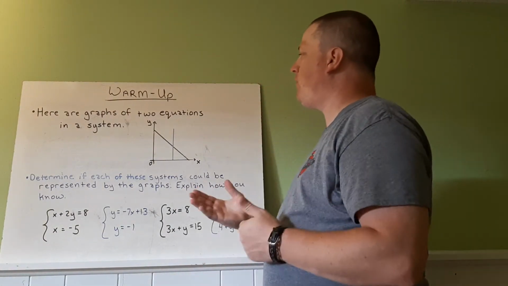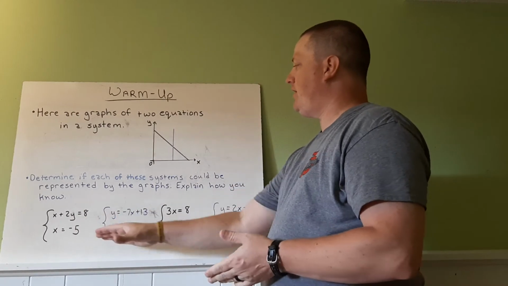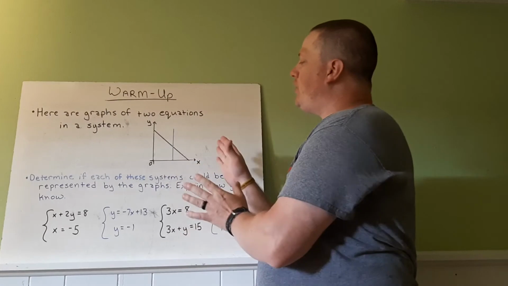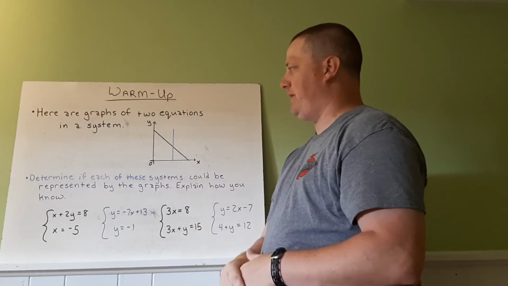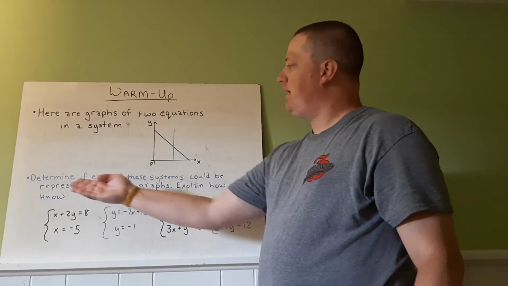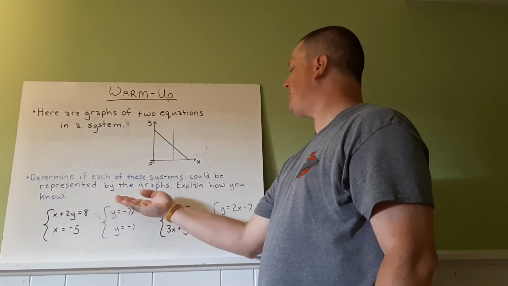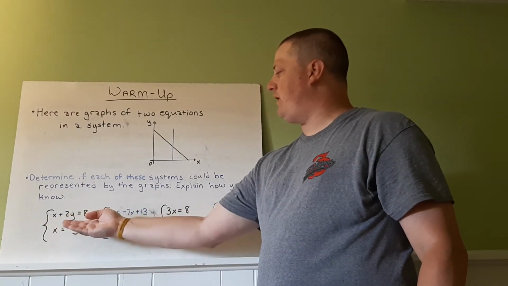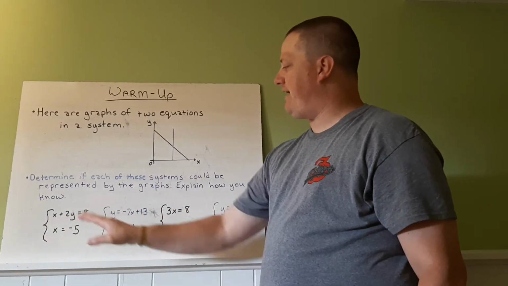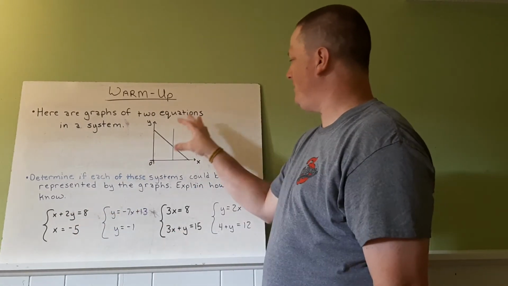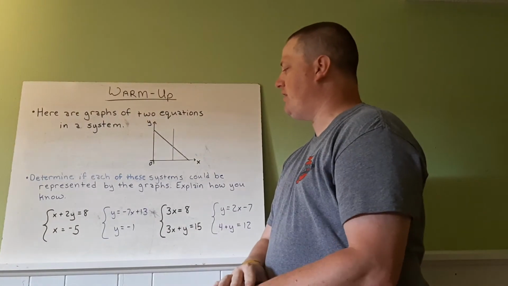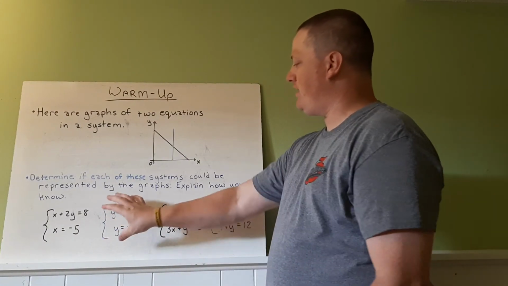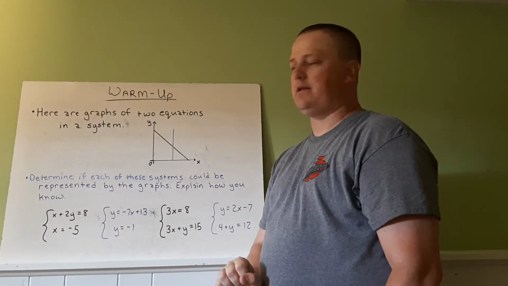All right, so for your warm-up, we're going to look at a graph of systems, and you need to pick out which system you think could be shown here and explain why. So determine if each of the systems could be represented by the graph and explain how you know. Our first system is x plus 2y equals 8 and x equals -5. Could this be represented up there? Explain how you know. Y equals -7x plus 13 and y equals -1. Could this system be represented by what you see?